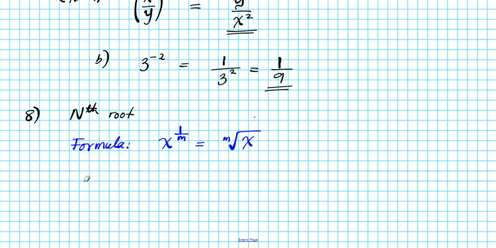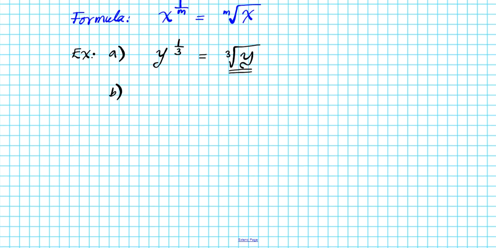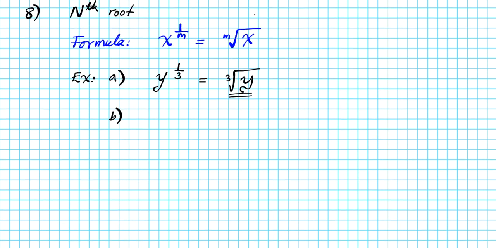Okay, let's take a look at two examples. Let's start with an algebraic example. Let's say you have a real number y raised to the 1 over 3. Applying the nth root property, this basically becomes the third root of y. Alright, so that's that. Let's look at a numerical example.